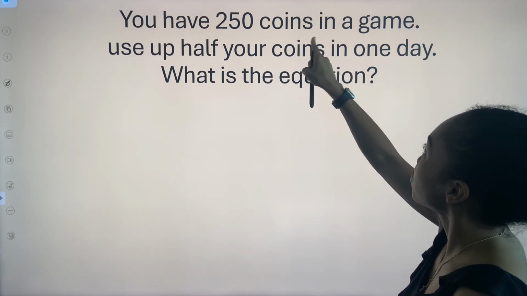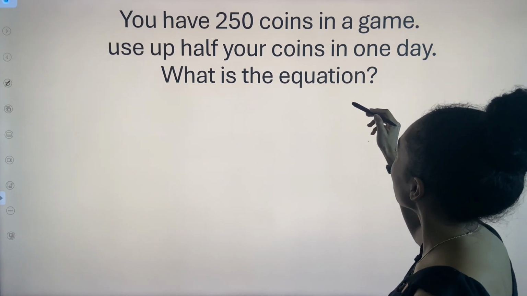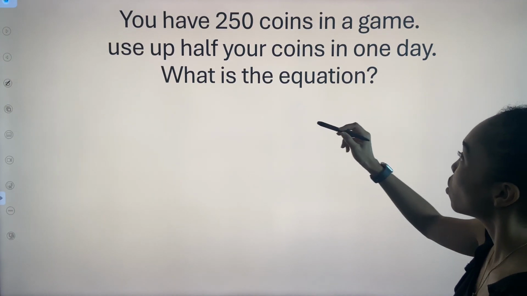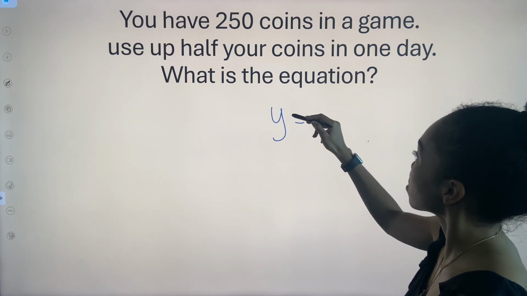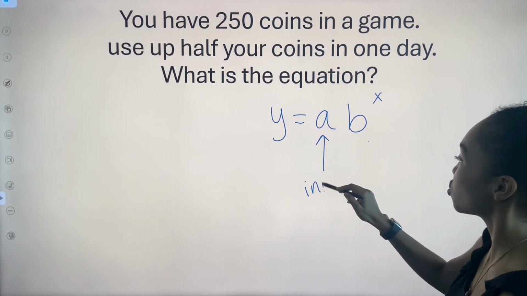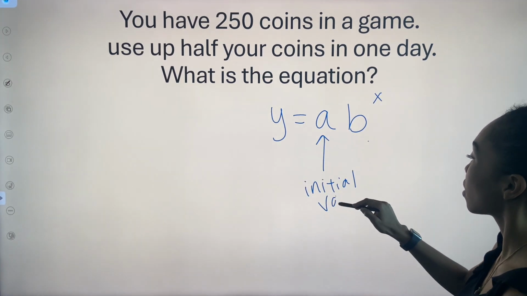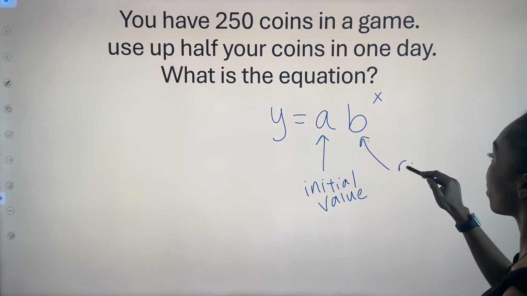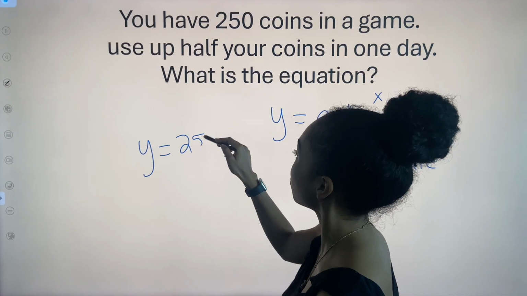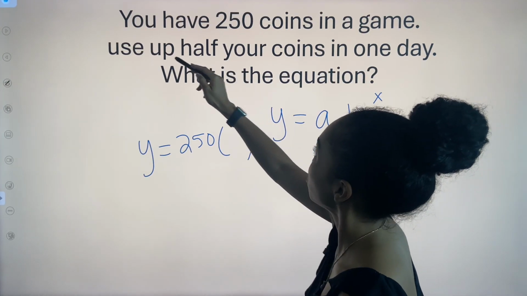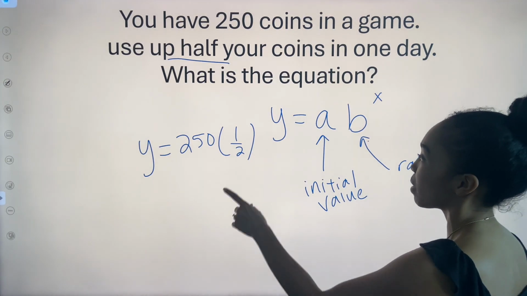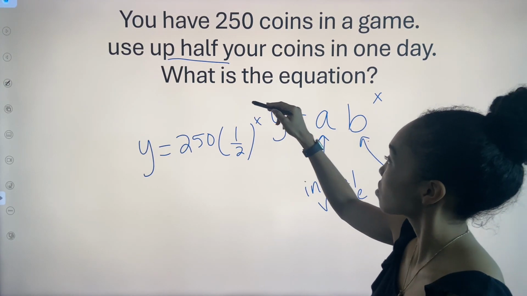You have 250 coins in a game. So that is what you're starting off with, and you use up half of your coins in one day. What is the equation? So this sounds like an exponential decay equation, where A is your initial value and B is your rate. So in this case, you started out with 250 coins, and your rate, you used up half of your coins in one day. So you were decaying by a half. So this is your equation.